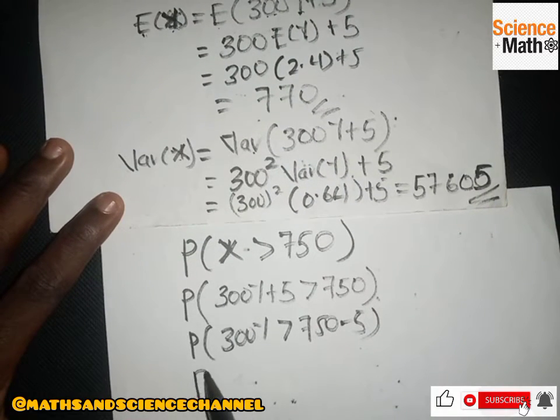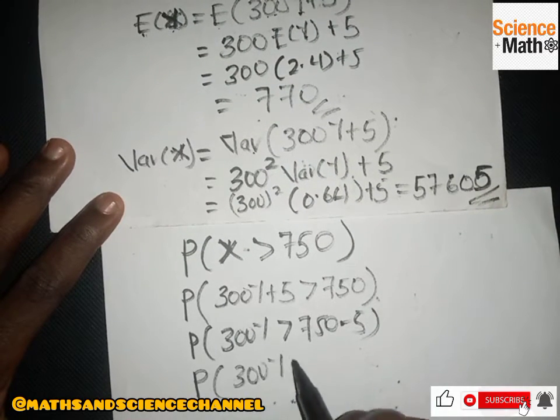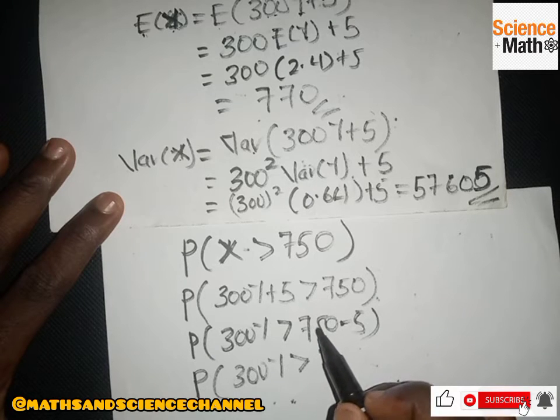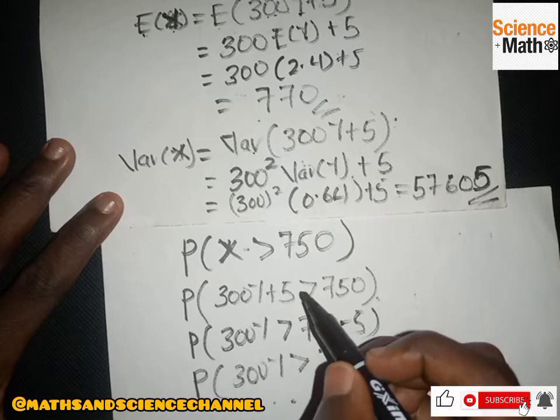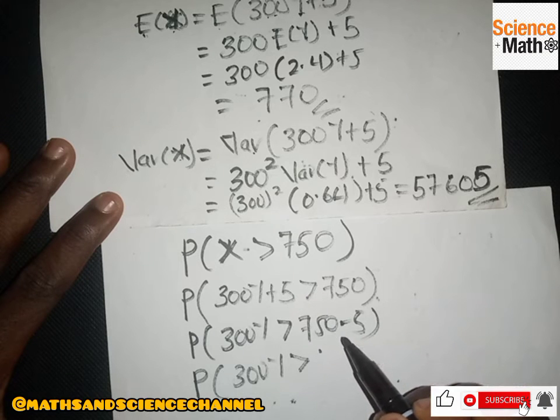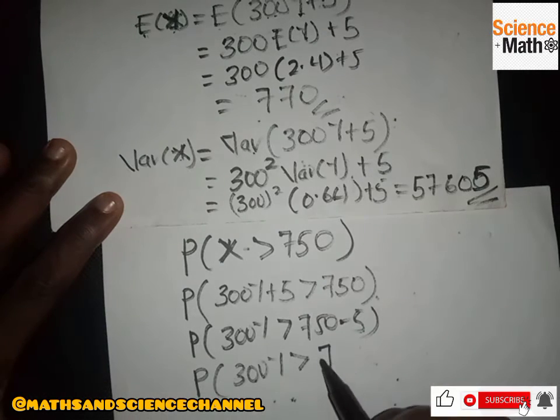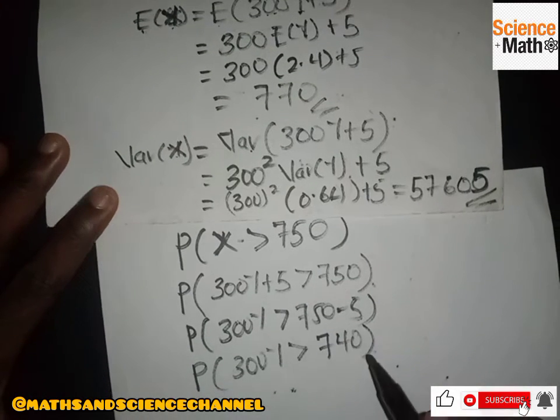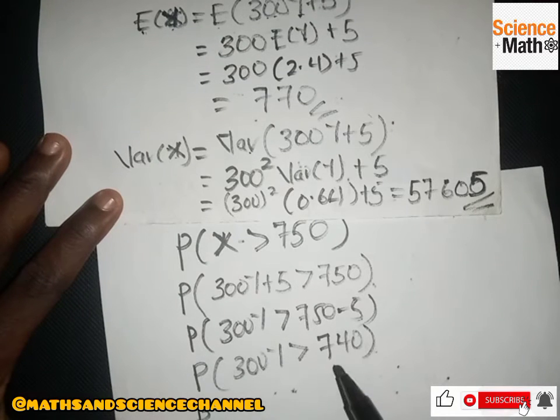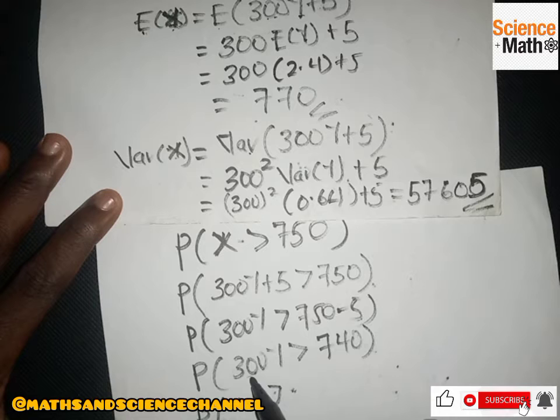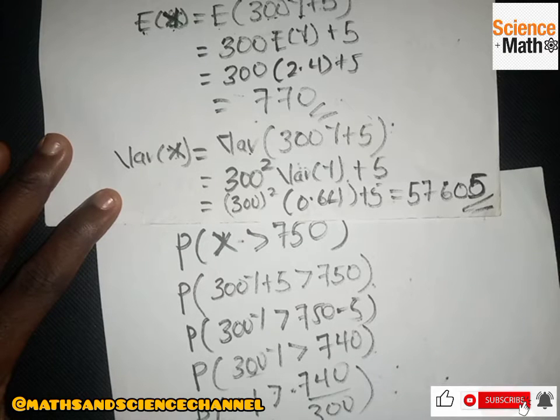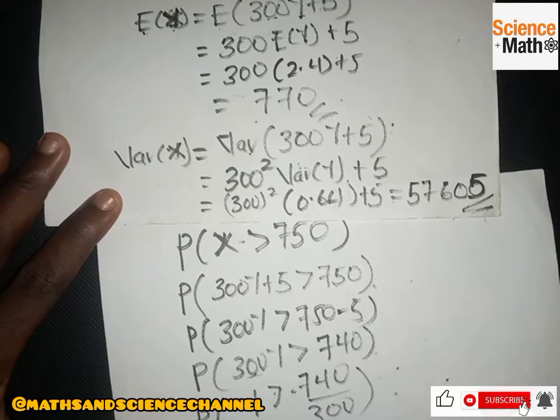So from here we have 300y greater than, so when we subtract that, then we should get 740 here. So from here we have y greater than, so what we do is to divide both sides by 300, and then we have 740 divided by 300 here. So p here is just going to be y greater than that.